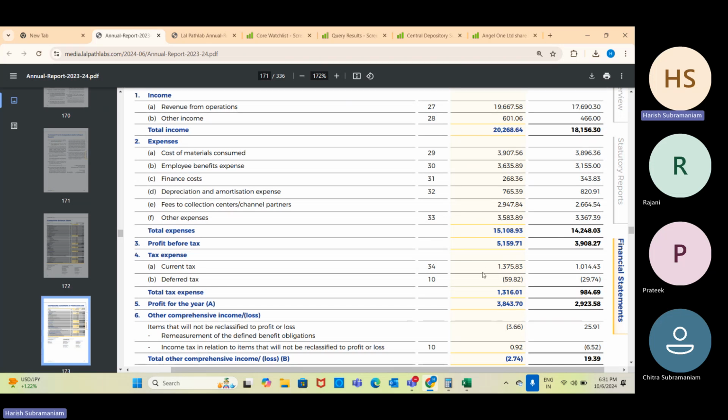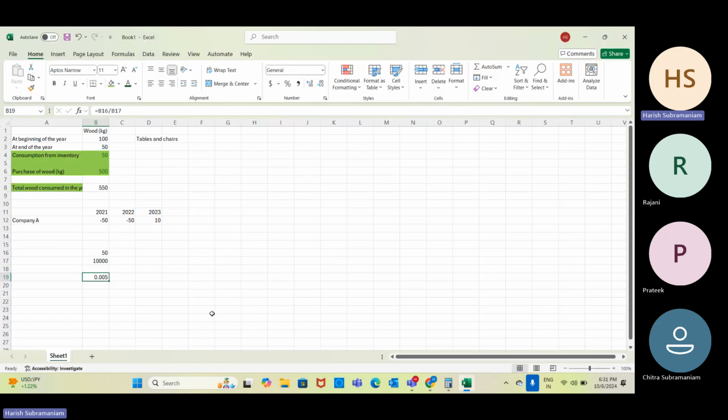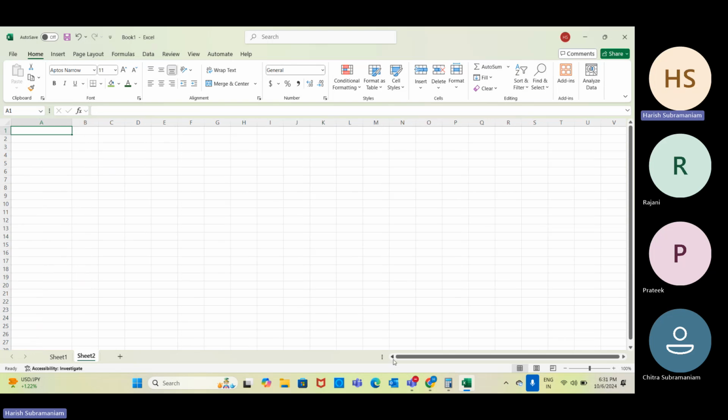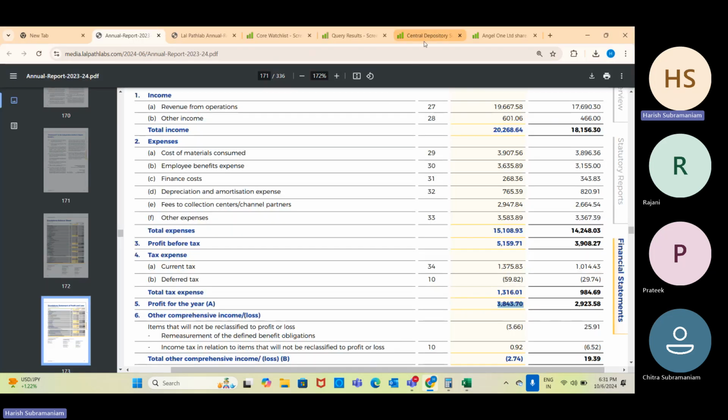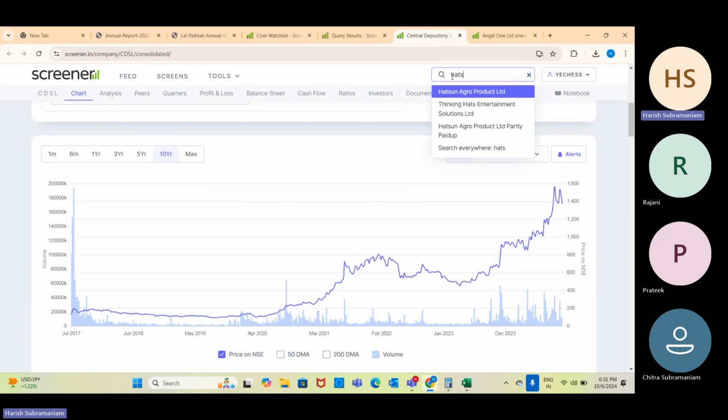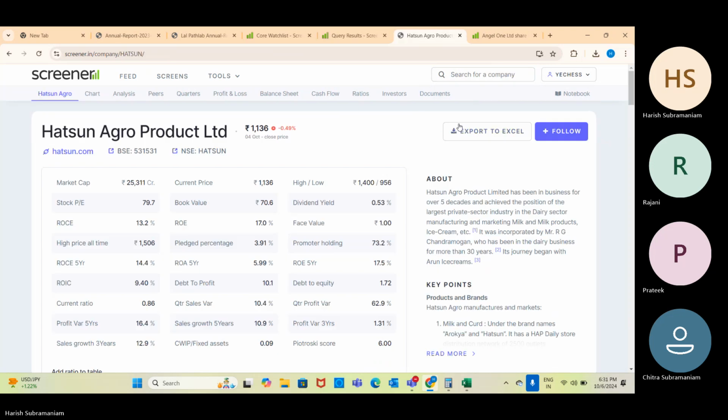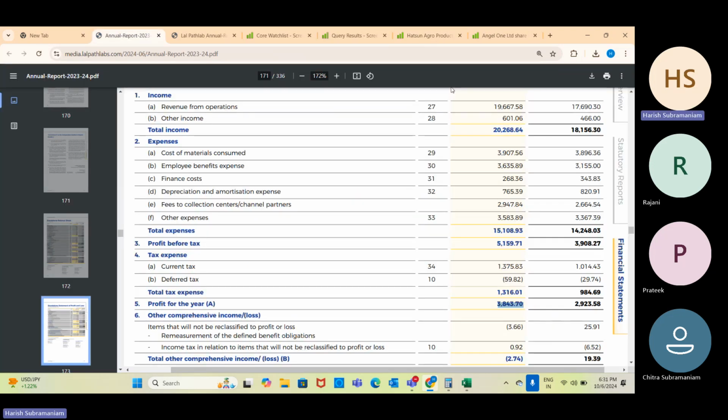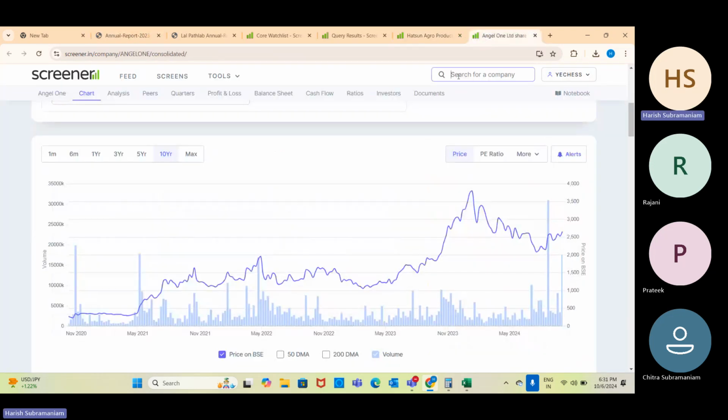Now, one of the key things that we need to look at in any statement of profit and loss is the profitability of the company. So, what is the profit margin? Profit margin basically means, let's take two companies. One is Hatsun Agro, and the other company is Lal PathLab.